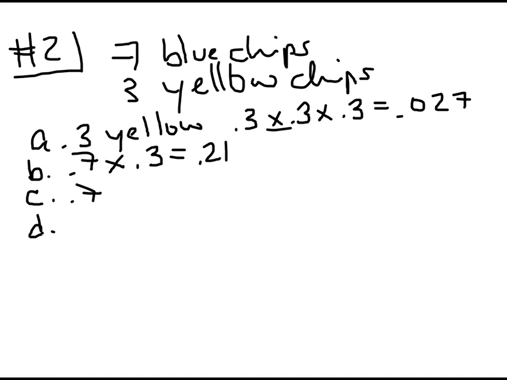D, same thing, a yellow chip on the second draw, given a blue chip was drawn on the first draw. These are independent events, so it doesn't matter what happened on the first draw. The yellow chip on the second draw would be the same probability as a yellow chip on the first draw. So the probability is simply 0.3. Then finally, drawing a yellow chip on the second draw, given that a yellow chip was drawn on the first draw. 0.3, because it doesn't matter what happened on the first draw. What matters is what happened on the second draw.